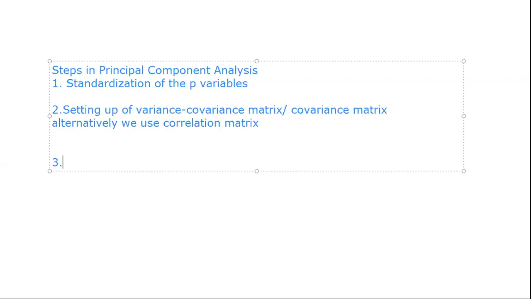So alternatively we can use the correlation matrix, but most of the time I think we normally want to use the variance covariance matrix. Now you know the reason why we are going to consider the variance covariance matrix. It's going to be the variance covariance matrix of the standardized p variables. It has to be the variance covariance matrix of the variables that have already been standardized. Okay, I think you really understand that now.